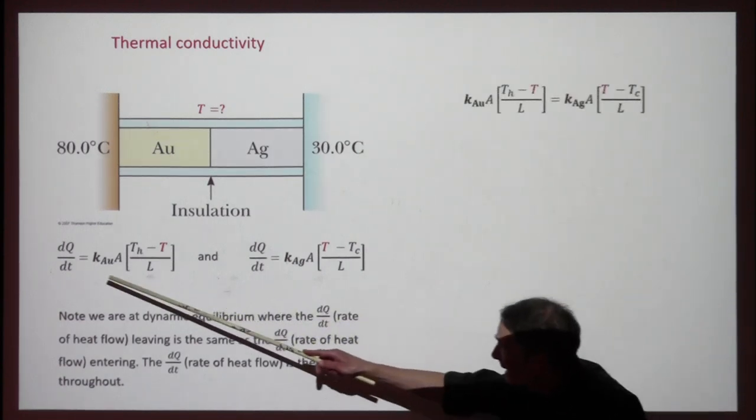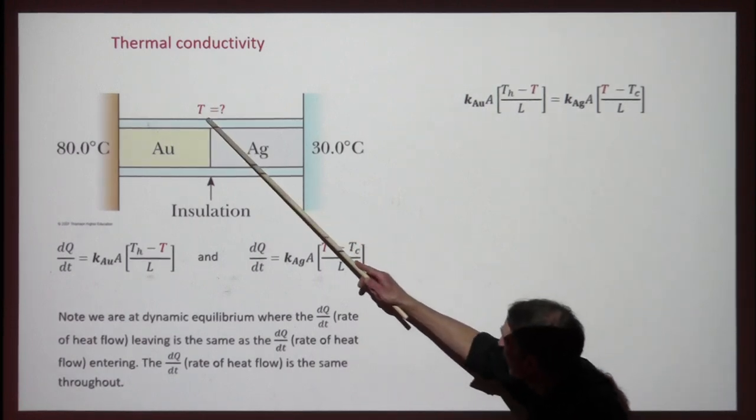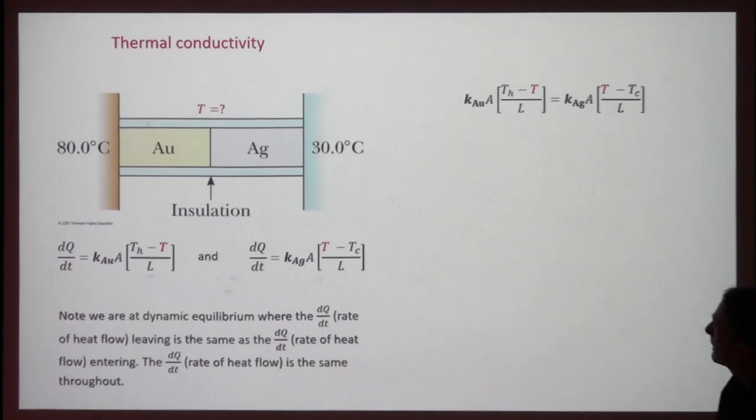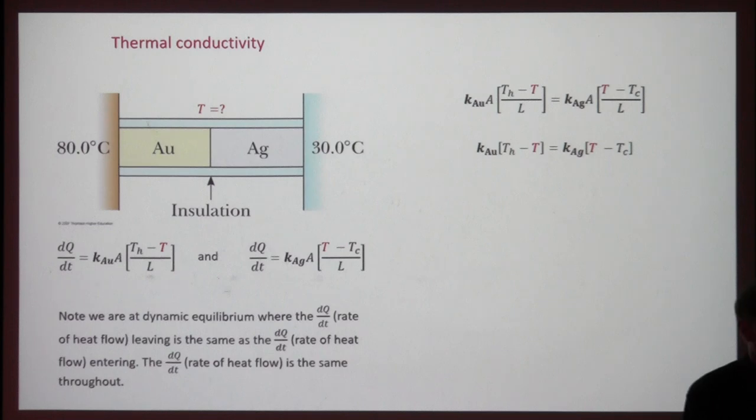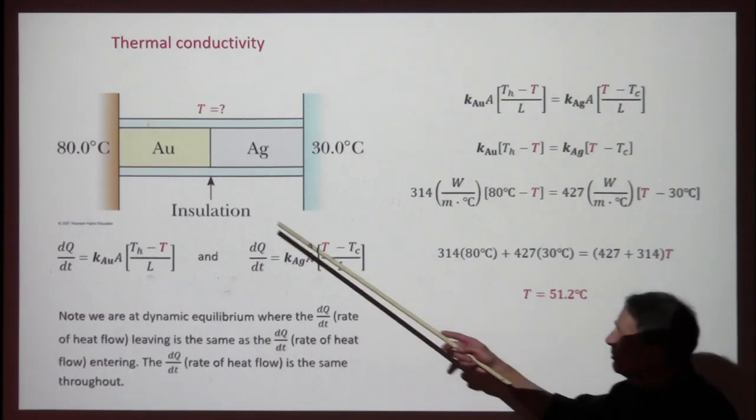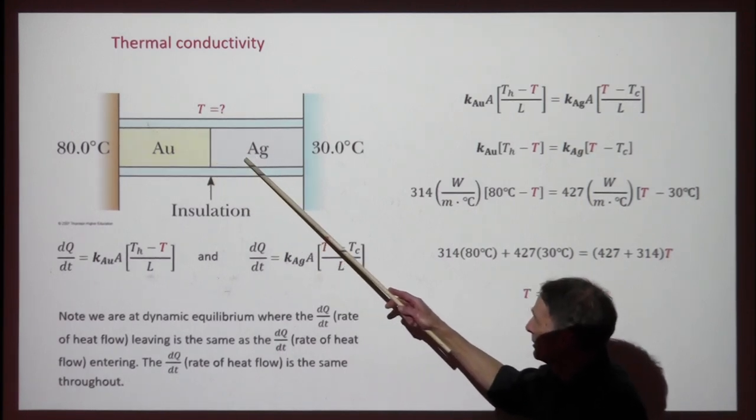So I can take and set these two things equal. Of course, I'm looking for that temperature between the two. So that's got it in red there, so we keep our eye on it. And again, now it's really just sticking in the numbers to solve for T. And I come up with 51.2 degrees. So it's not at 55. It's different because of the two different substances.